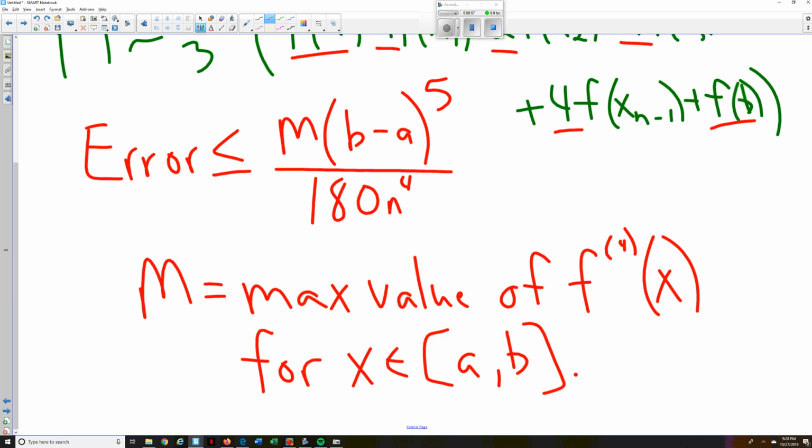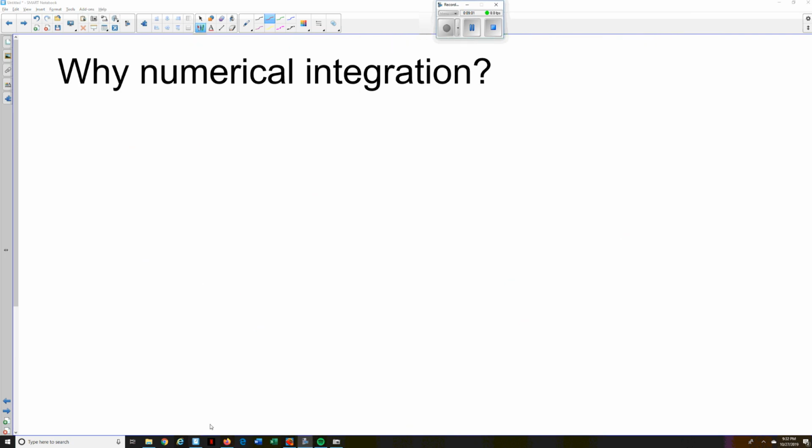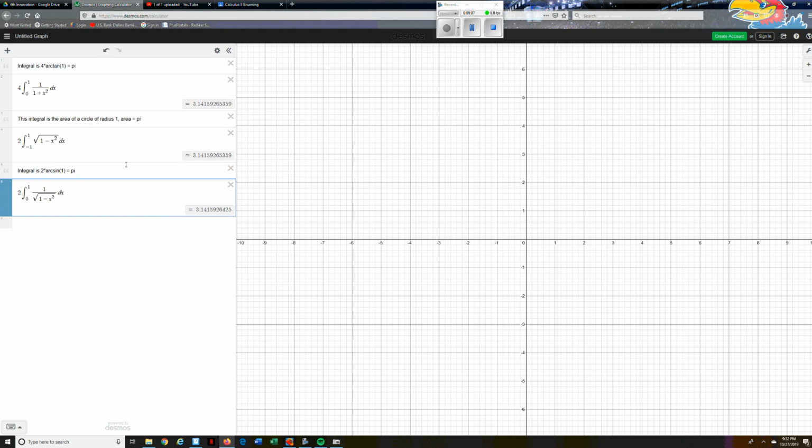So the last question is, why numerical integration? So let's take a look at a couple integrals on Desmos here. This first one, the integral of 1 over 1 plus x squared is arctangent, and when we plug in 1 here, we actually should get pi, and we get 3.14159266359. All right, so that's good. This integral is the area of a circle. It's actually the top half of the semicircle, but its area doubled should also be pi, and we get the same value.